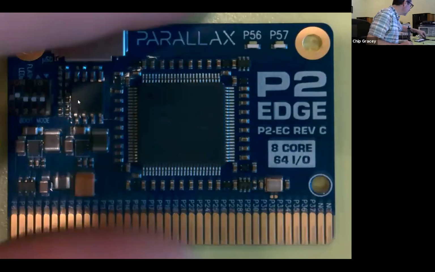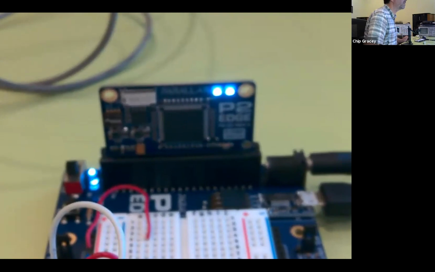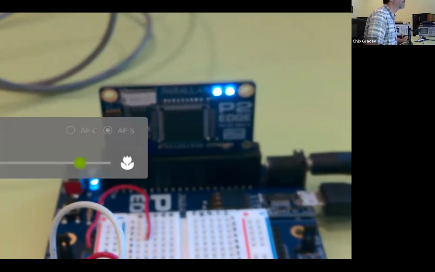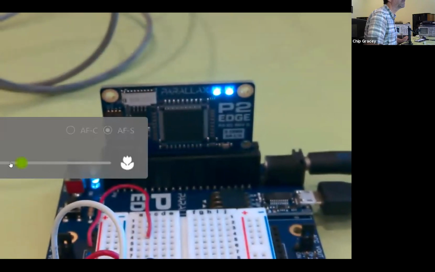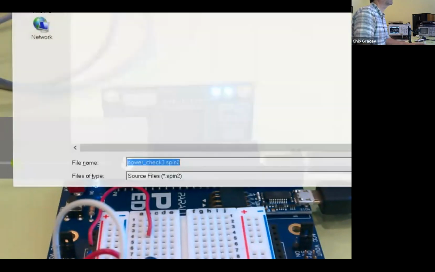Let's see, I'm going to plug this thing into the Johnny Mac here. Now, let me see if I have this thing on autofocus. No, there we go. All right, so what I'll do, let's see, I have a program here. What was it? What did I call it?